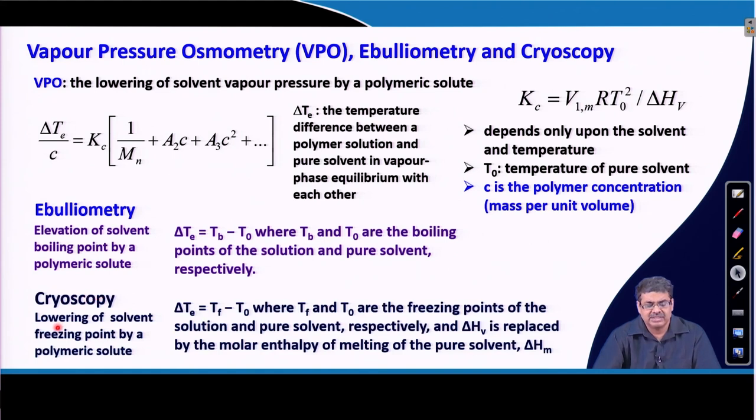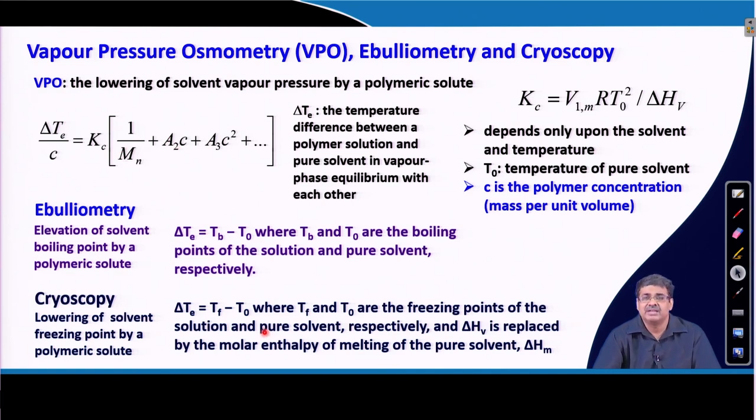In case of cryoscopy, which deals with lowering of solvent freezing point by a polymeric solute, in this case this temperature difference is the difference in the freezing point of the pure solvent and the solution. In this case, only in place of delta HV, we will write delta HM, which is the molar enthalpy of melting for the pure solvent. We are talking about lowering of freezing point, so we will use delta HM instead of delta HV. So we can now use these three techniques as well to find out the value of Mn and A2.